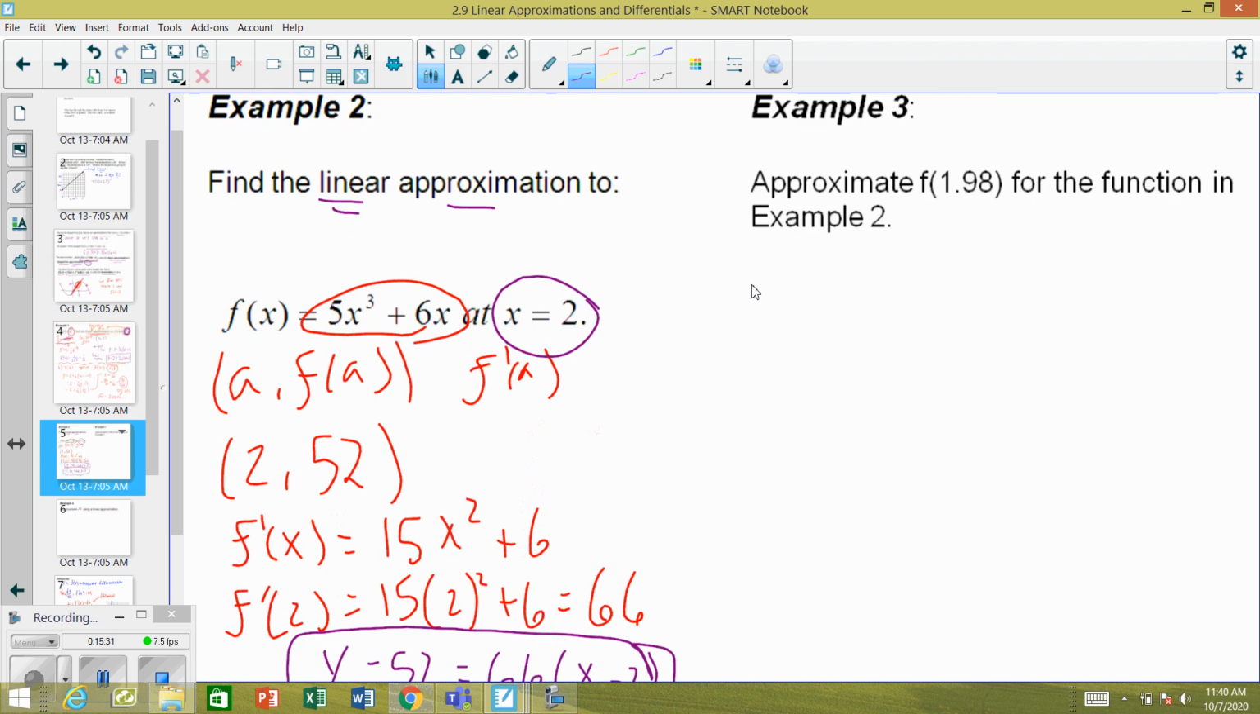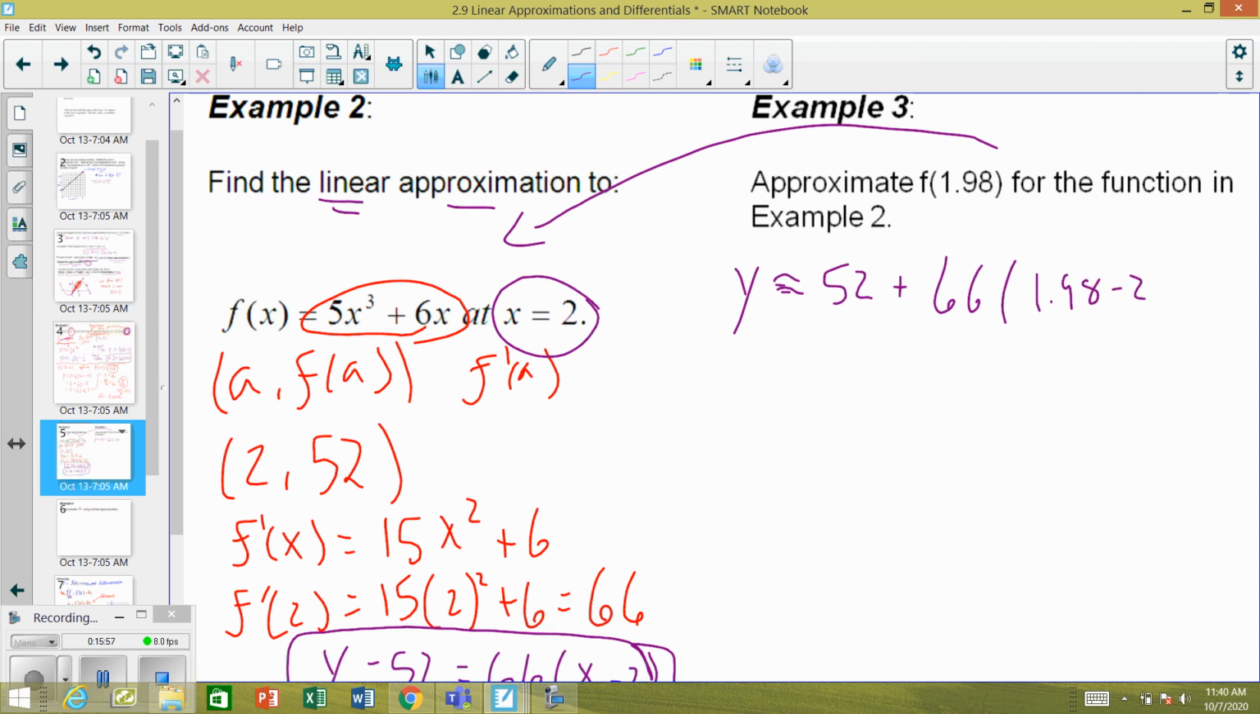Like right here, for instance, 1.98 for the function in example 2. So if I'm approximating that, I don't want to plug 1.98 into that without a calculator because I don't want to cube it and multiply. That's annoying. Let's try it in a linear approximation. So that's y equals, and again, this is going to be approximate. So y approximately equals 52 plus 66, and instead of x, we'll plug in 1.98 minus 2.